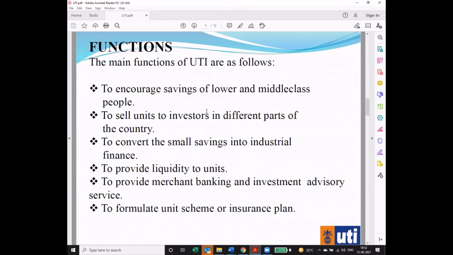To provide liquidity to the units. Obviously, each unit is priced. Whenever the person is not happy, whenever he needs money, he can return those units to Unit Trust of India and get whatever the current price of that unit is. However, say for example, the unit was purchased at 10 rupees, the example that I gave, but when he tried to give these units back, probably the unit price was 9 rupees 50 paise. So he lost 50 rupees. This is one broad example.